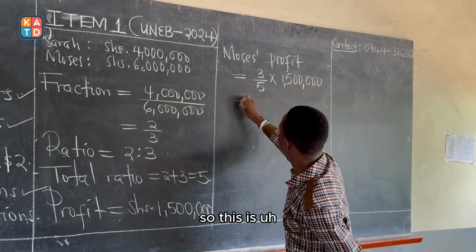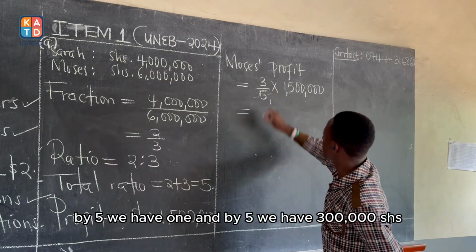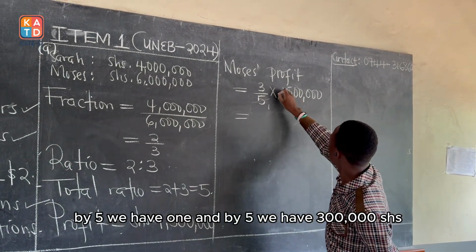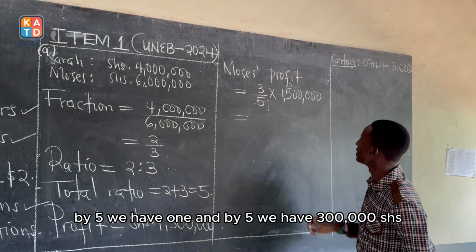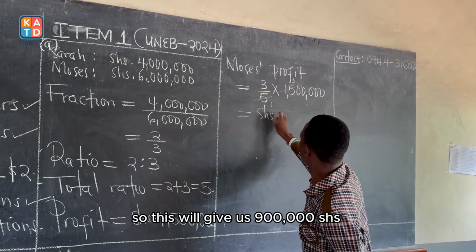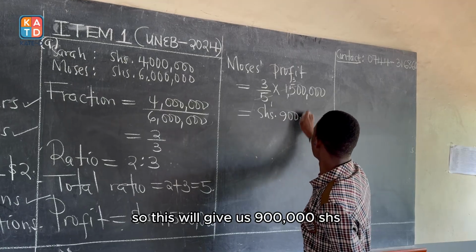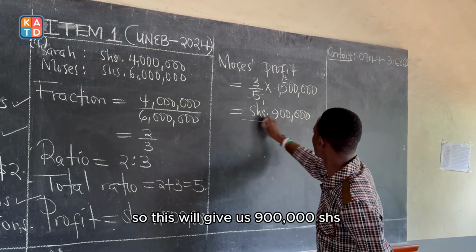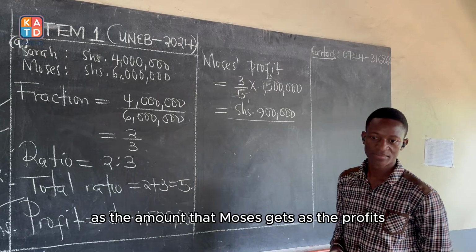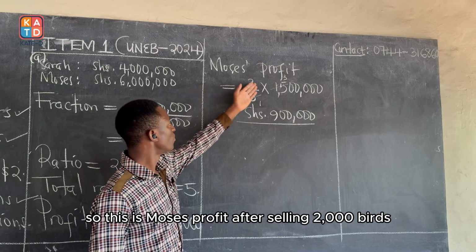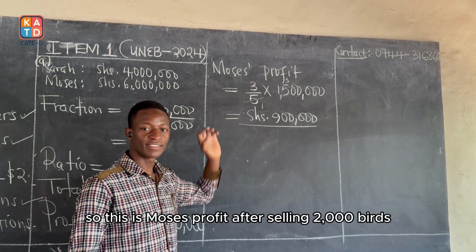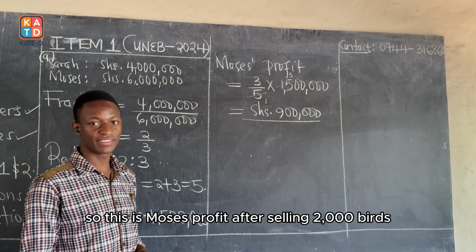So by 5 we have a 1, and by 5 we'll have 300,000 shillings. So this will give us 900,000 shillings as the amount that Moses gets as the profits. So this is Moses' profit after selling the 2,000 birds.